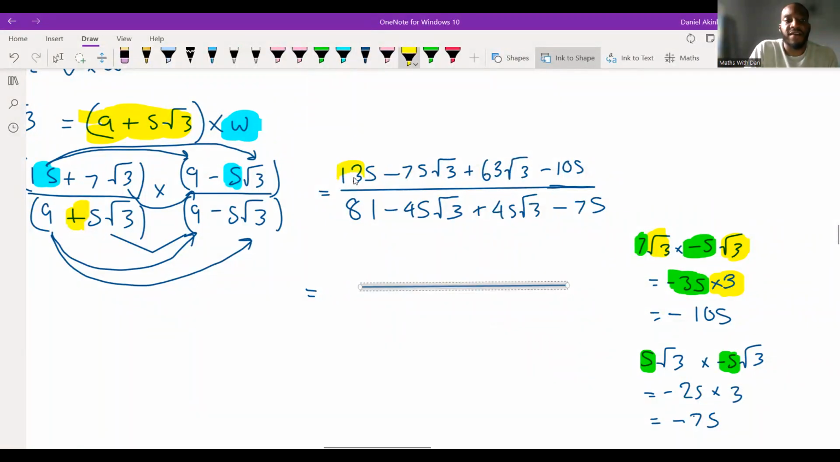Okay, now continuing. All right, so now let's do the numerator. We've got 135, right? 135 minus 105. That's just 20, right? Oh, no, sorry, that's 30. Apologies. That's 30. And then we've got minus 75 root 3 plus 63 root 3. Can somebody tell me what that simplifies to become?